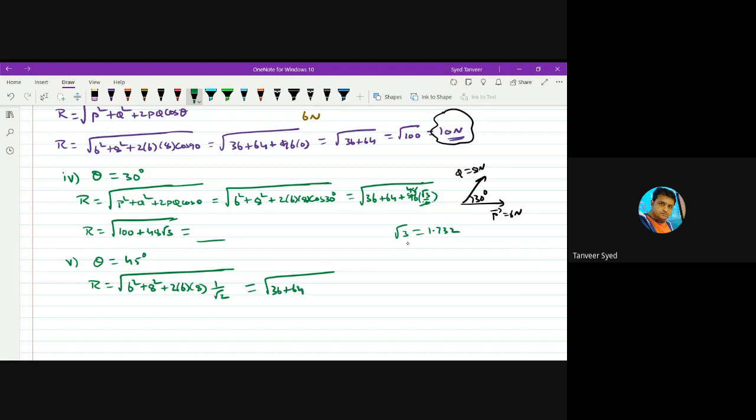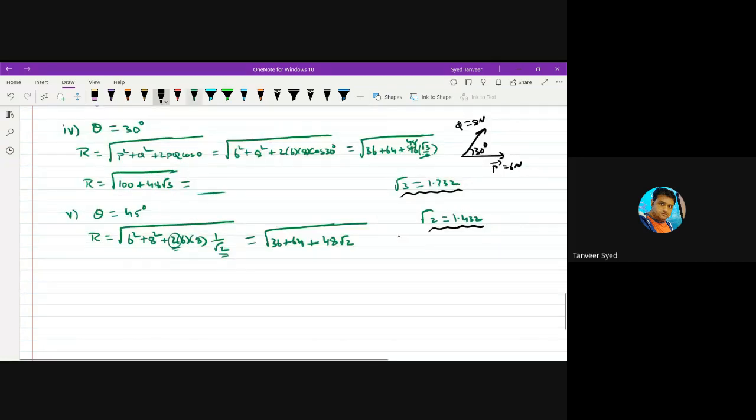This can be simplified further. 36 plus 64 plus, I can write this 2 as root 2 into root 2. So 1 by root 2 will be cancelled. You have 6 into 8, 48, into root 2. And value of root 2 is 1.414. You should remember these two values. We use them frequently in physics. Root 3, 1.732. Root 2, 1.414. So we can do that multiplication and add it.